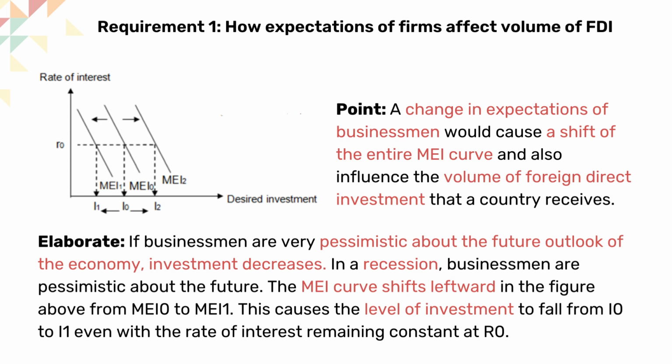Using the PEEL format, the main point of R1 is that a change in expectations of businessmen would cause a shift of the entire MEI curve and also influence the volume of foreign direct investment that a country receives. Elaborate this point by explaining that should businessmen be pessimistic about the future outlook of the economy, and this usually happens during a recession, the MEI curve shifts leftward from MEI naught to MEI 1 in the figure above, causing the level of FDI to fall from I naught to I1.